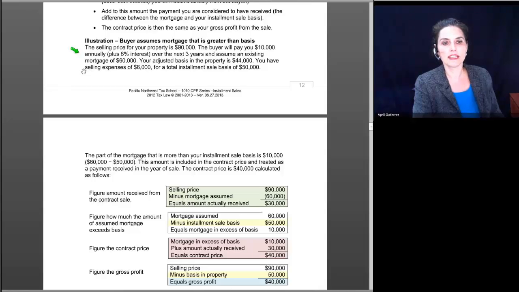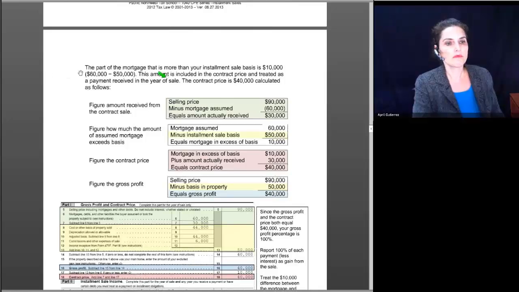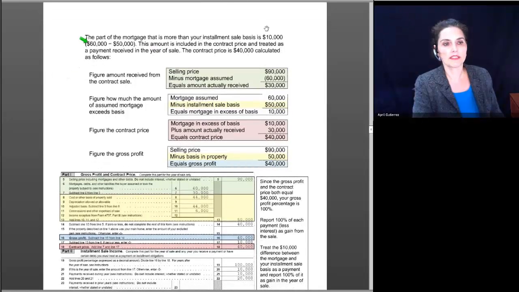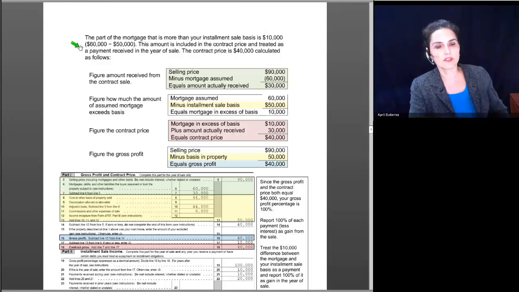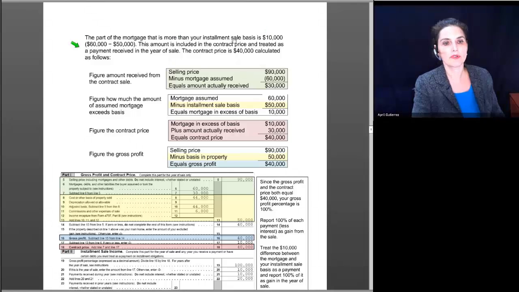Your adjusted basis in the property is $44,000, and you have selling expenses of $6,000 for a total installment basis of $50,000. The part of the mortgage that is more than your installment sale basis is $10,000. So the mortgage on the property is $60,000, but your basis in the property is only $50,000. That difference is $10,000. This amount is included in income in the year of sale. The amount is also included in the contract price and is treated as a payment in the year of sale. The contract price is $40,000 and is calculated as follows.